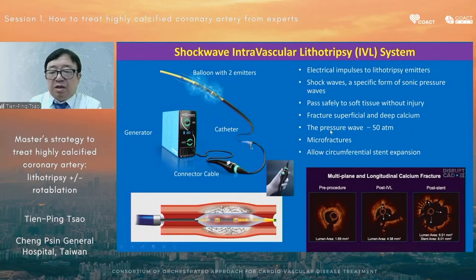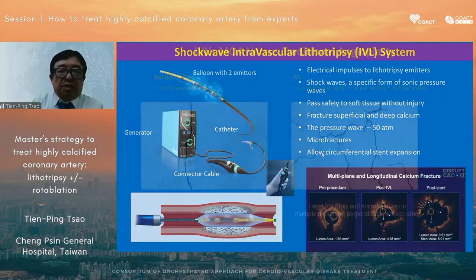The pressure wave is equivalent to 50 atmospheres. They also can create microfractures, which allow circumferential stent expansion. This is an example from Disrupt CAD III. This is a pre-procedure OCT. You can see 360 degrees of calcium, and this is the post-IVL. You can see the mud plane and the longitudinal calcium fracture, and this is the post-stenting picture. We can see the quite even expansion of the stent.